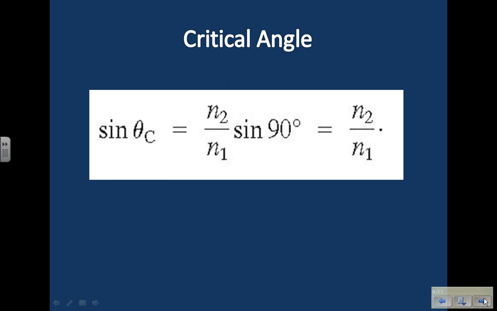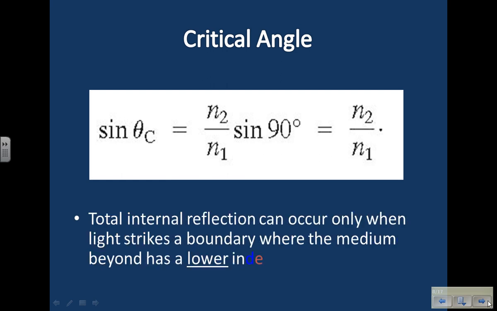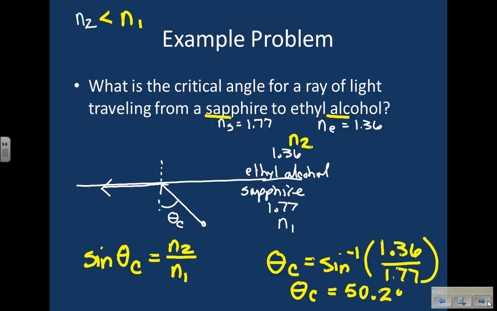So, just another way of looking at it. Here they have the sine of the critical angle is a ratio of your indices of refraction times the sine of 90 degrees, which cancel to get n2 over n1. So total internal reflection can occur only when the light strikes a boundary where the medium beyond has a lower index of refraction. Otherwise, your refracted ray will always be bending towards the normal, and you will never get a sine of 90 degrees.